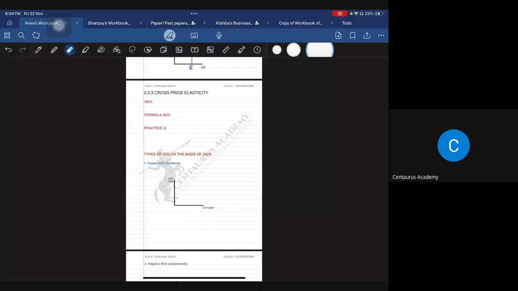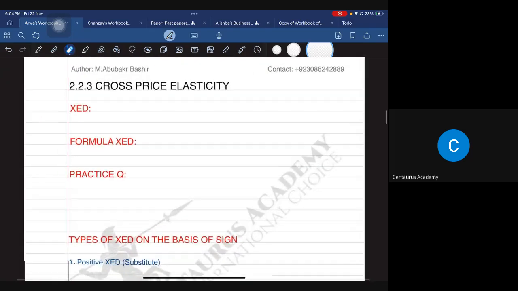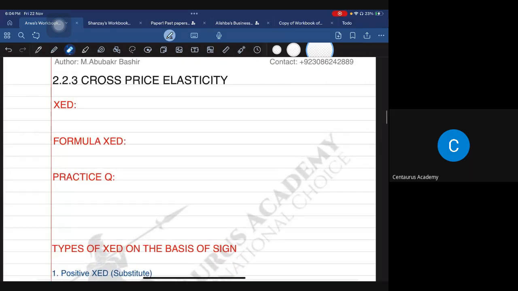Okay, great. So today we are going to begin with the cross price elasticity concept, XED. We'll be doing this one today first.